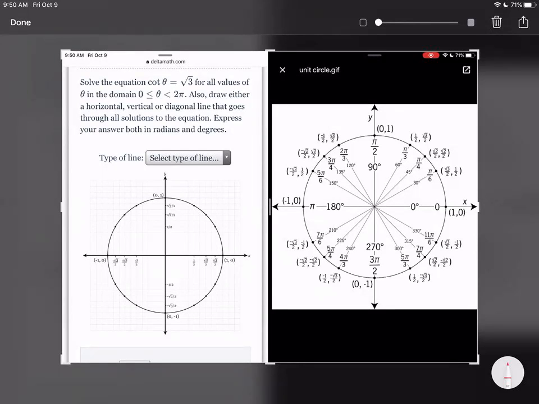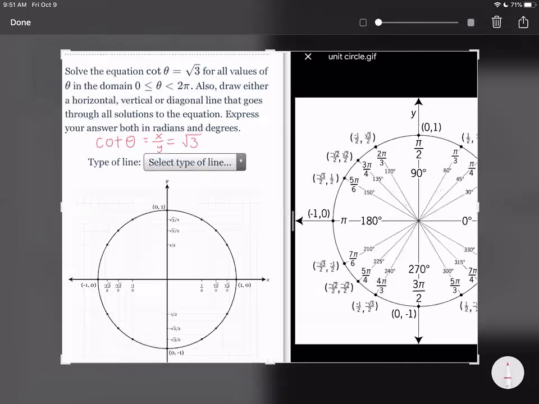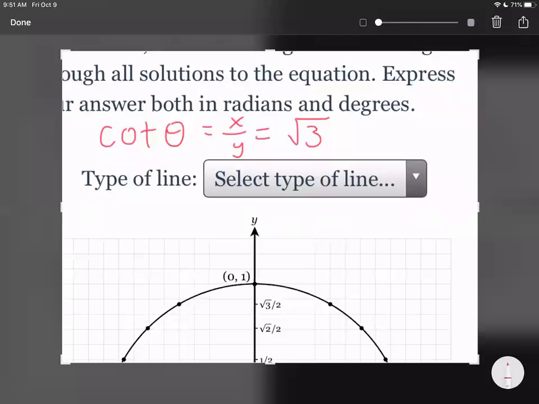Solve the equation cotangent of theta is equal to radical 3. So let's remind ourselves what cotangent is. Cotangent of theta is equal to the cosine over sine, which translates to the x over y. Okay, so cotangent is the x over y. And then we know that in this case, it's radical 3. And so if we're going to turn this radical 3 into a fraction of x over y, then I'm going to make it a radical 3 over 1 because anything over 1 is itself.